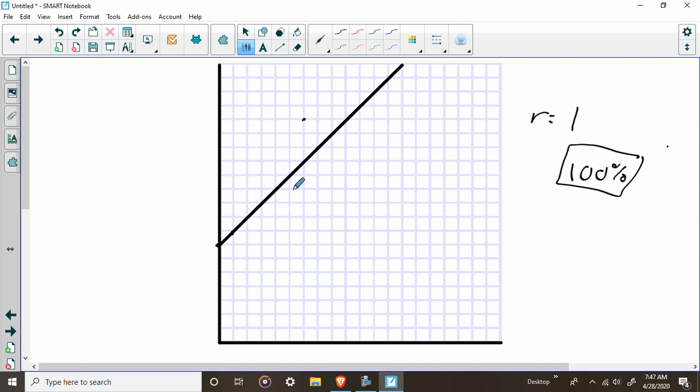Let's throw in a couple out here, right? We throw in a couple out here, and all of a sudden, maybe not, right? This might be a 90% correlation. This might be R of 0.9, okay? So that's what you're looking for.